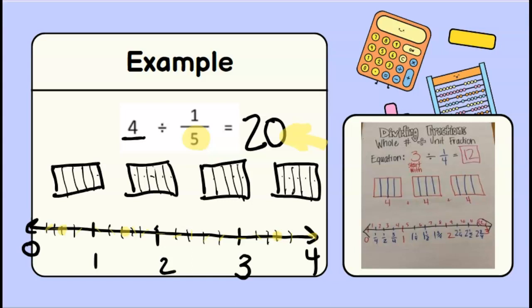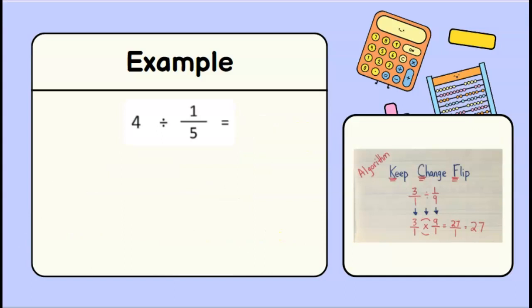Now, I can draw an area model if I need a visual representation of my equation, or I can follow along with my algorithm to solve as well. In this case, when we have a whole number divided by a fraction, I'm going to follow KCF, keep, change, flip. So I am going to keep my whole number the same at the beginning, and I'm just going to place it over 1.